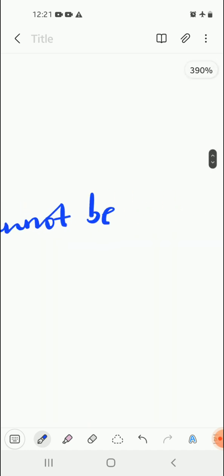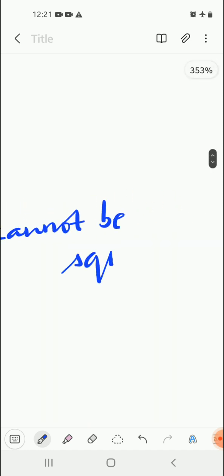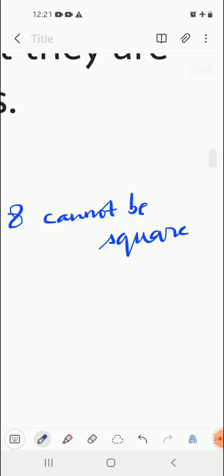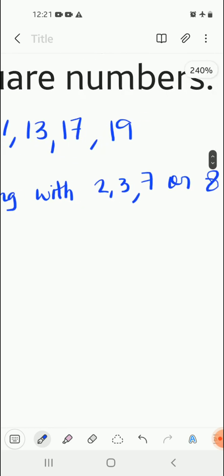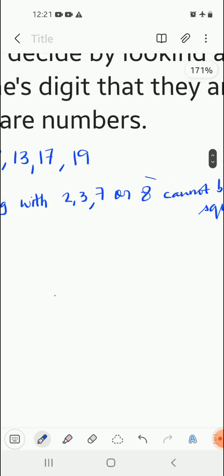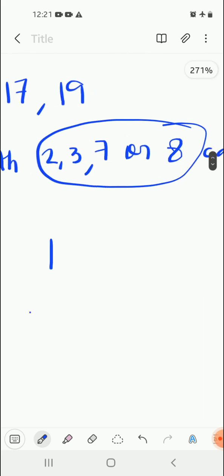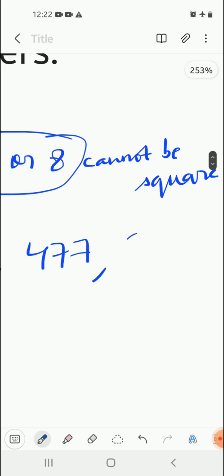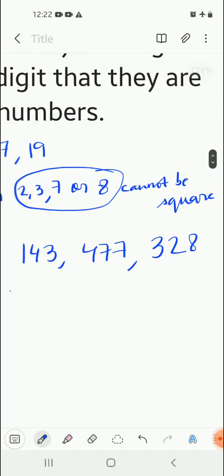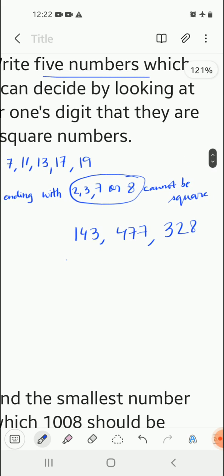So if it was given in the question that you have to find any 3-digit number which is not a perfect square, in that case you can write any number that ends with these digits. That is, you can write 143 or 477 or 328. These numbers will not be square.